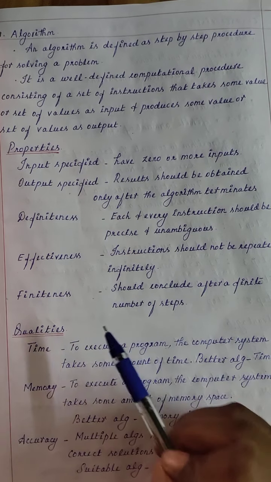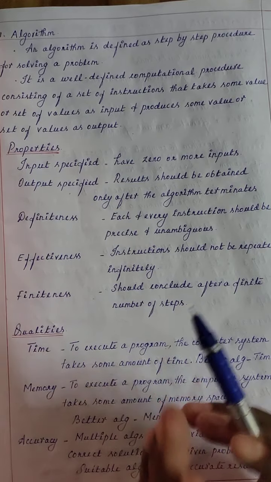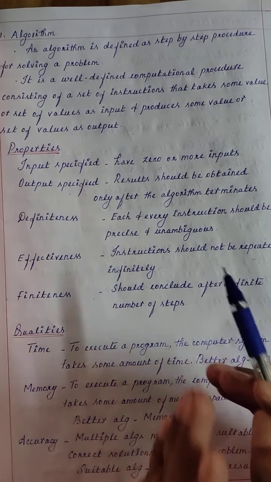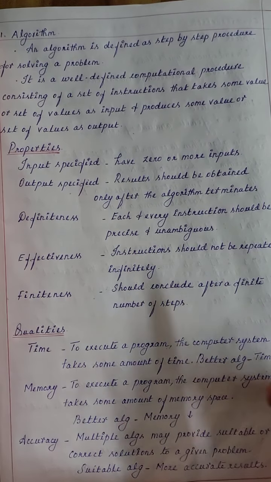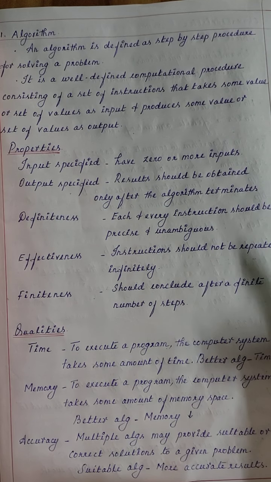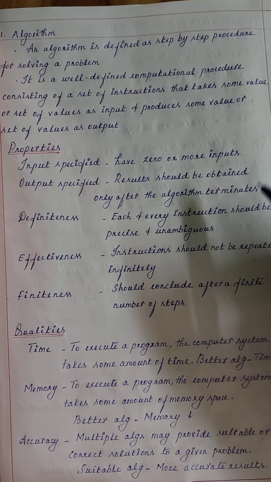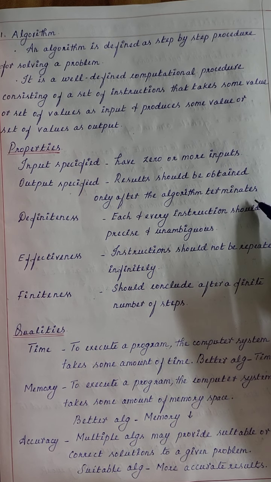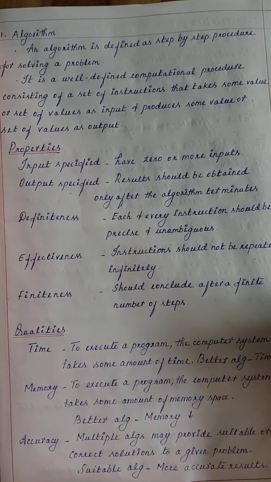One is input specified. So what is this? Whenever you write an algorithm, this algorithm must have an input. Okay, not all algorithms take input. Some algorithms may not take input, that is, they have zero or more inputs. Okay, and the second one is output specified. That is, all algorithms must produce output, that is, the solution of the given problem.